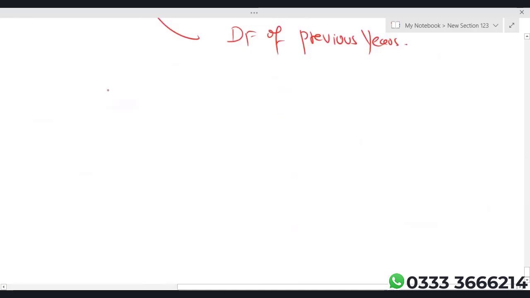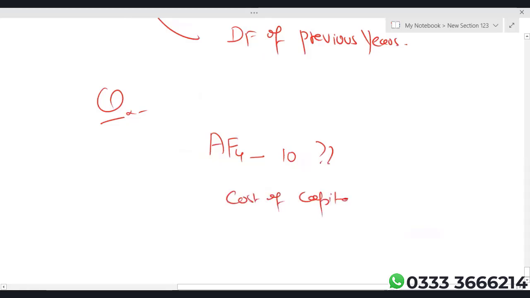Okay, come here, please. Look at the logic. I need the annuity factor from 4 till 10. Cost of capital is 10%. Please answer, everyone. What is the answer? I'll give you the logic. Why do we multiply with the previous year discount factor? Okay, one student has given us the answer 3.7. What about others?